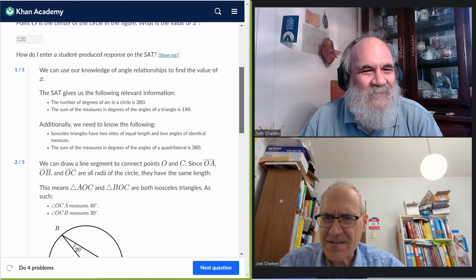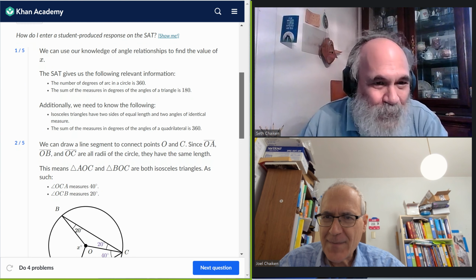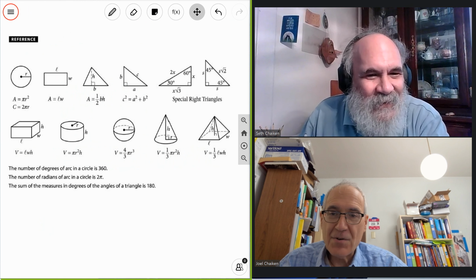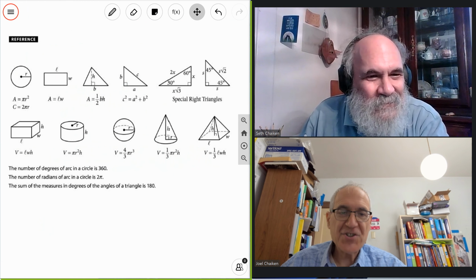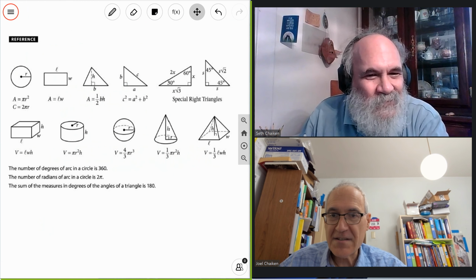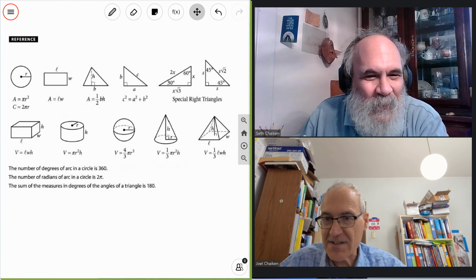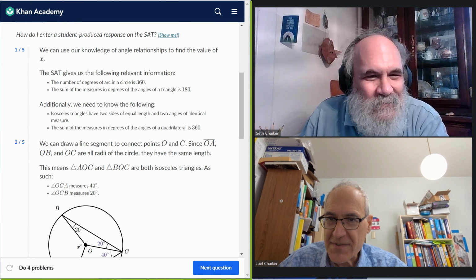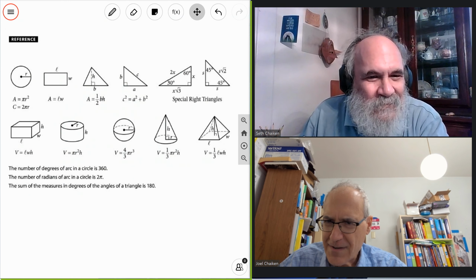The SAT gives us the following relevant information. Oh, yeah, I'm sorry, yes. That is your reference sheet from the SAT. So they reference that. The number of degrees in an arc is 360. Remember, this is given to you on your reference sheet. The sum of the measures of the degrees in a triangle is 180. Really? They give that to you? Oh, yeah, look at that. They give it to you.